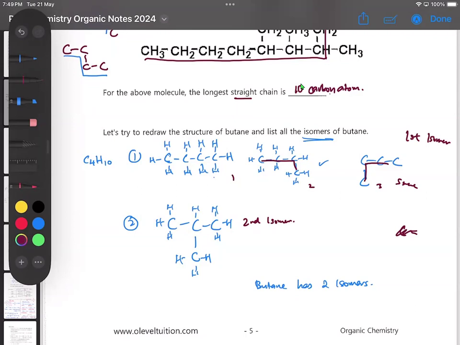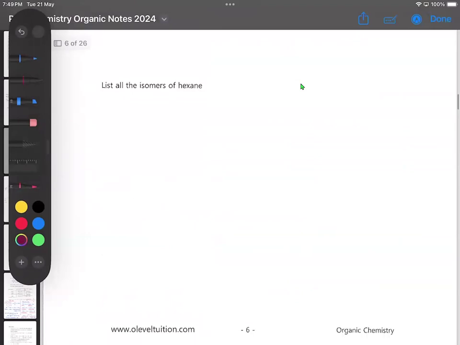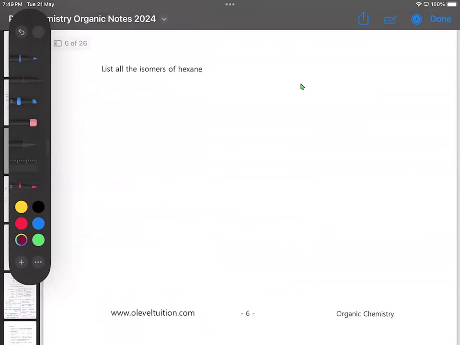Let's look at another example. It will look more clearly. Let's use the hexane example. Hexane is C6H14.